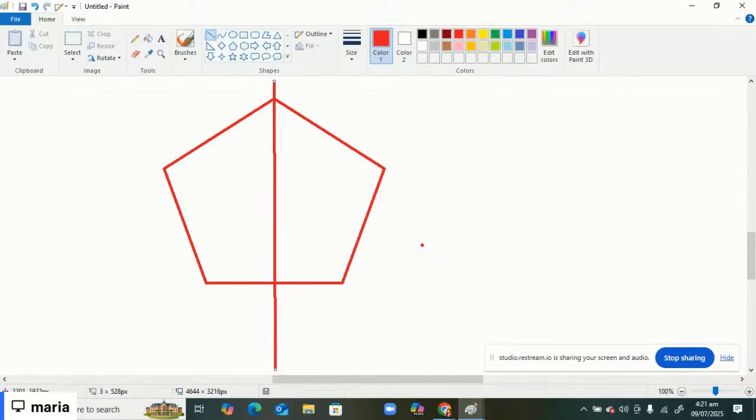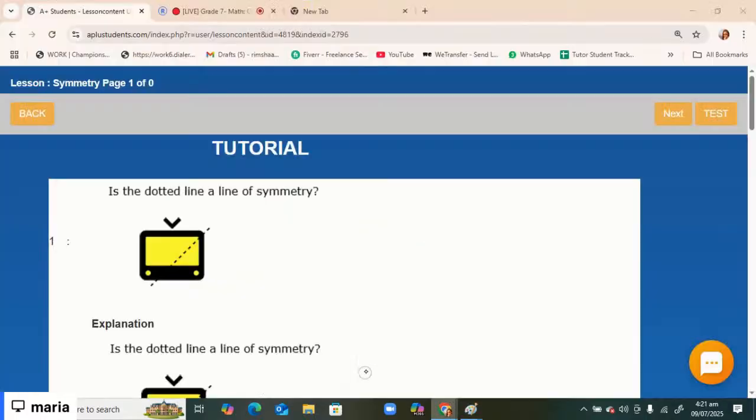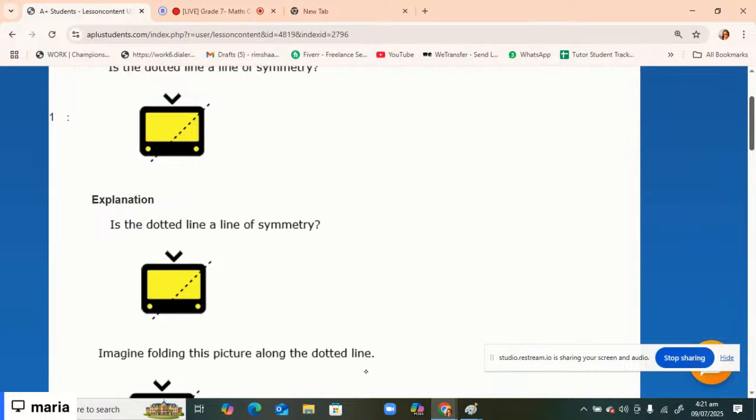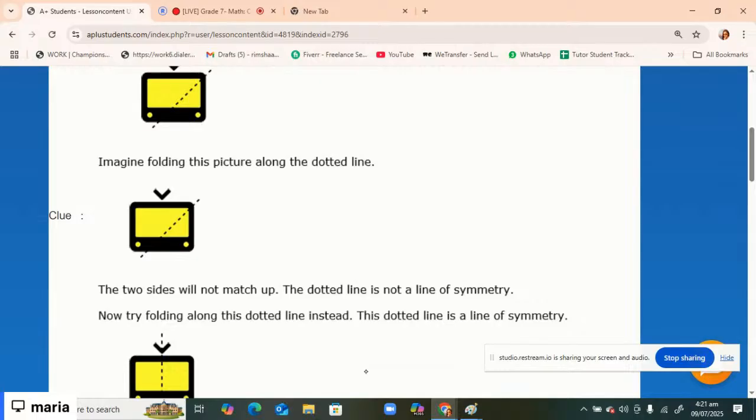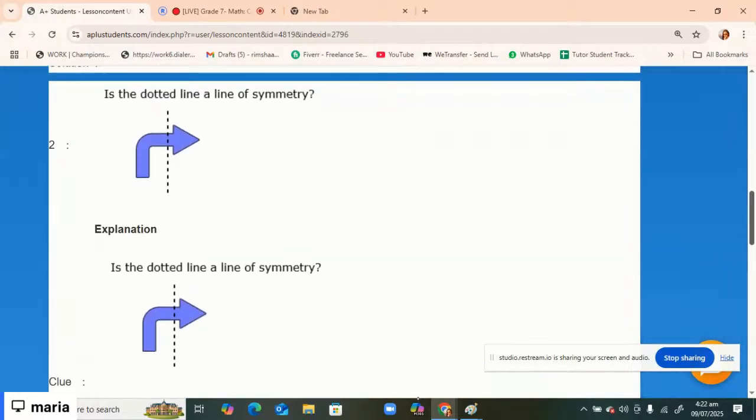And there are different types of symmetry: translation, rotation, reflection, and glide reflection. Then we will discuss all of them one by one. So check it out and then tell me, does this dotted line represent a symmetry? Look, it's a television here, and here is the dotted line. Is it showing any kind of symmetry? No, it's not, because these two portions are not equal. So this is not a balanced proportion, so we can say it's not a symmetry.